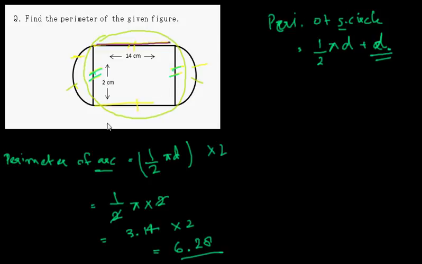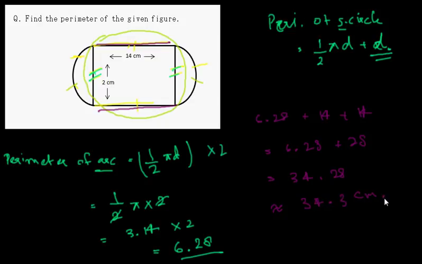Now we need to add the length of this and the length of this, which happens to be 14 for both of them. So 6.28 plus 14 plus 14, which is 6.28 plus 28, which gives us 34.28. If we round it off, we are left with 34.3 centimeters. So the perimeter of this given figure comes out to be 34.3 centimeters. Simple, right?